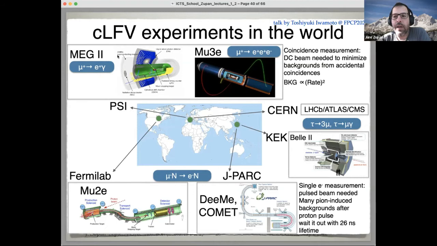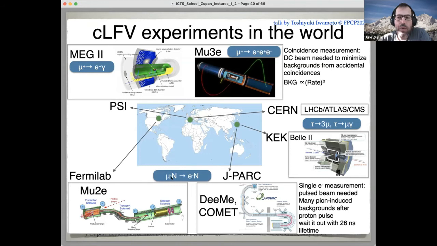experiments. So the planned experiments that are basically coming online right now are MEG2. So that will be a mu to e gamma measurement. The mu to 3e, so MEG2 is at PSI, mu to 3e also at PSI, mu to e plus e minus e plus. So it's a coincidence measurement and it's a continuous beam because you need to minimize the accidental backgrounds.